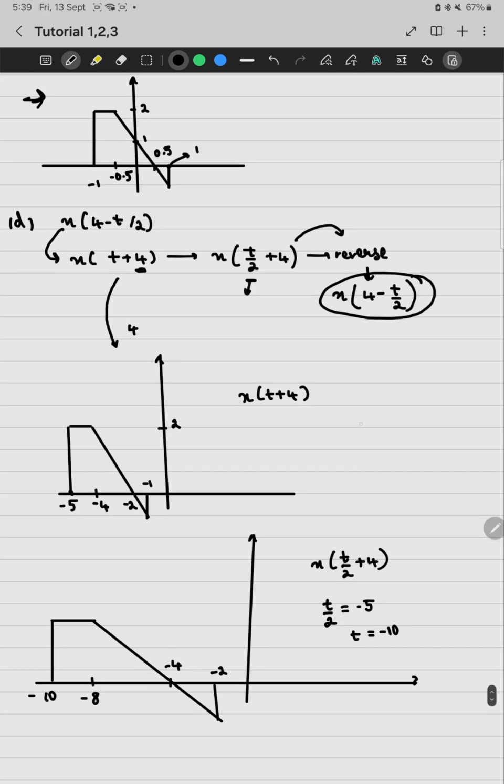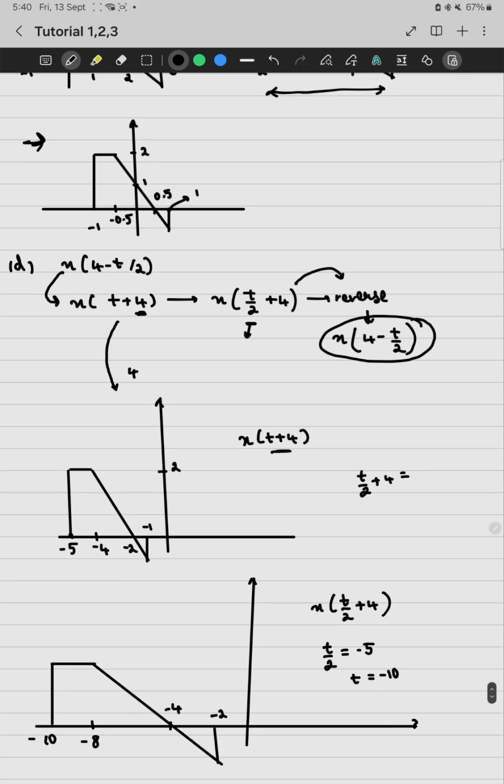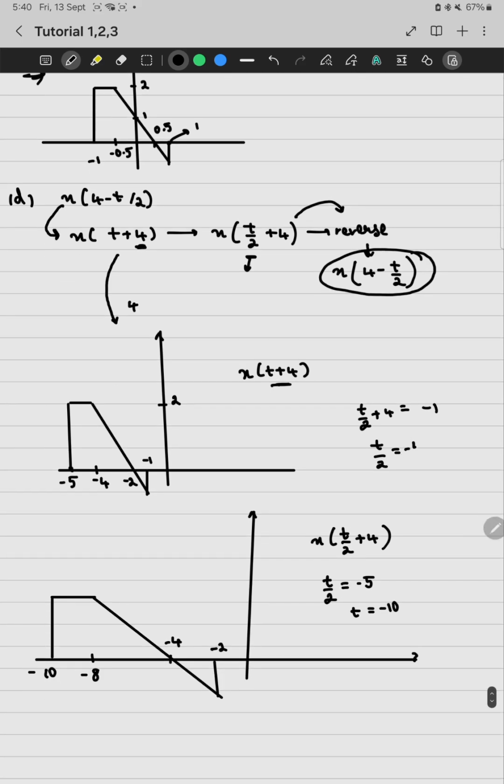Or else you can put it as t by 2 plus 4 equals to, you're asking because this equation has to be substituted in the coordinate, right? No, it doesn't work like that because we already have t plus 4. If you want to substitute this equation in something, you can just substitute in the x of t equation. So x of t by 2 equals -1, where is the starting point? t by 2 equals -5, or t equals -10 is the starting point. This is how you calculate coordinates.